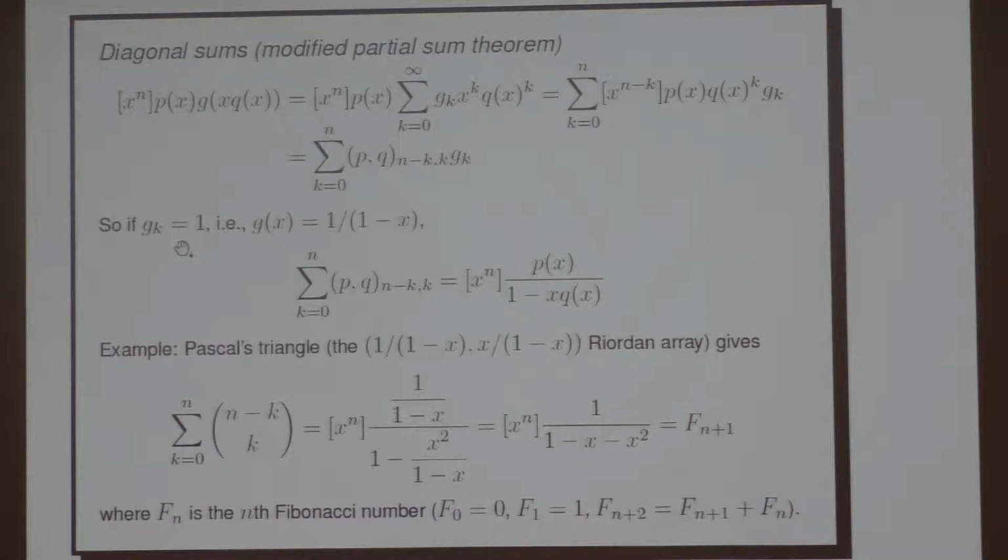So for example, if we go back to using g_k equals 1 again, use our generating function for that, we end up with this general result here, which is basically these are the diagonal terms. I should explain a little bit more about it.